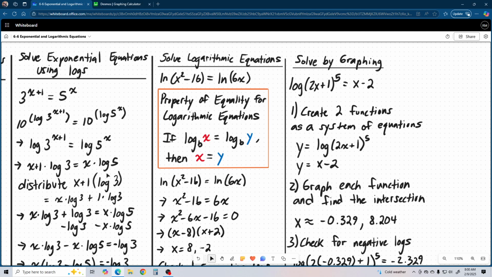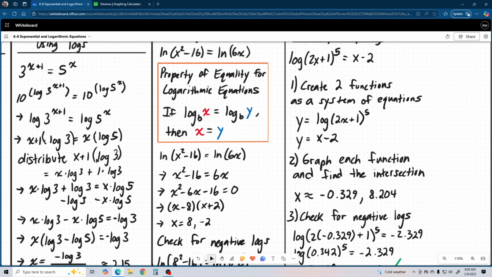And if it helps you, think of it this way, because we're going to end up distributing this, right? If it helps you, think of it as this times this. Because if we have x plus 1 times log 3, this is x times log 3 plus 1 times log 3, right? Like these would have to distribute to this. And that's actually what we're going to do in the first step, right? So distribute x plus 1 to this log of 3. So we're going to get x times log of 3 plus 1 times log of 3. And of course, 1 times log of 3 is just log of 3, right?